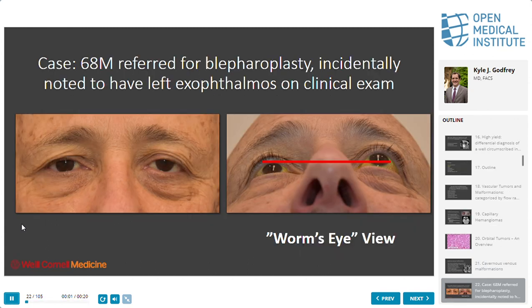So this was a patient in my practice who was referred by a colleague for blepharoplasty, and he does indeed have some dermatochalasis. But in what we call the worm's eye view, where you're looking up from below at a patient, this is another test, before you consider getting any imaging, you can see that axial displacement, demonstrating even some exophthalmos of that left eye.